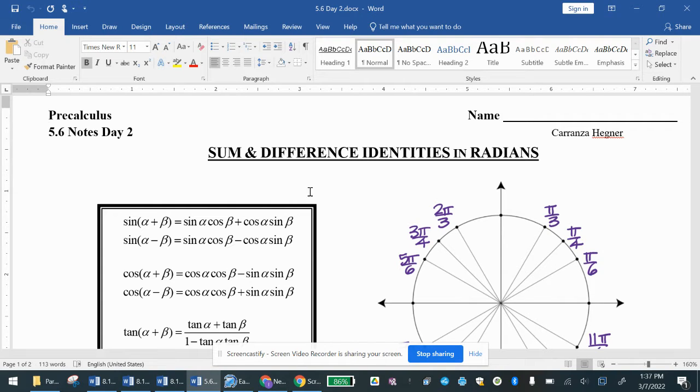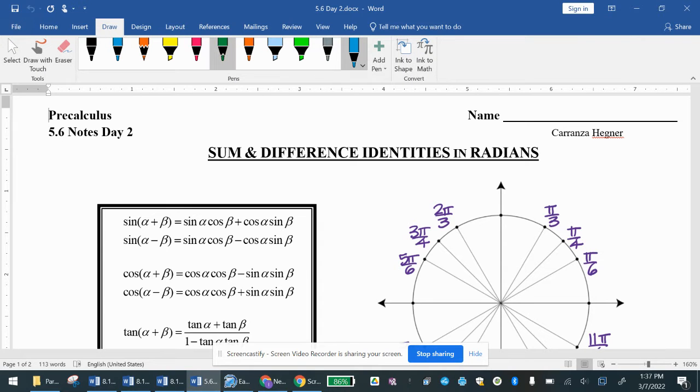So the first thing I want to remind you guys of is how the angles match up in terms of radians compared to degrees. Okay, so just a quick reminder, pi over 6 is the smallest reference angle we've been working with. That's equivalent to 30 degrees. Pi over 4 equals 45 degrees, and pi over 3 equals 60 degrees.